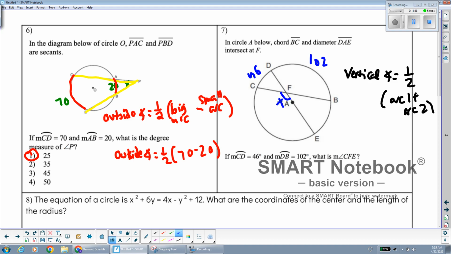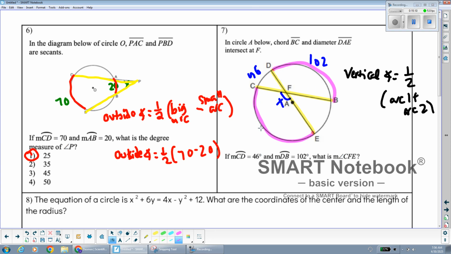I need X, but in order to directly solve for X, I need these arcs that the vertical angles are opening up to. I can get it. I already know this is 46. DAE is, for short, a diameter. They tell us that. And it says circle A, so A is the center of the circle.